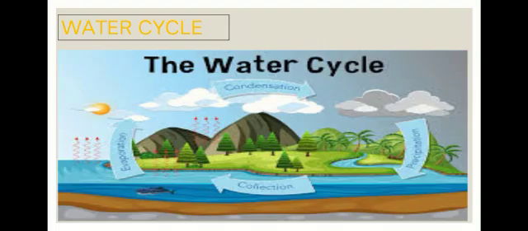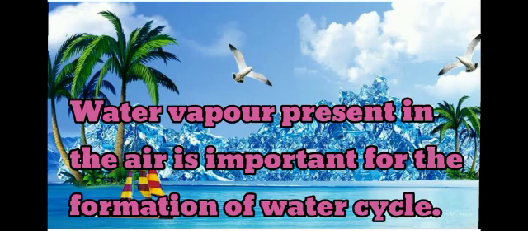The first importance of air is the water cycle. The water cycle needs air to carry out its process. Now we discuss that. First, water vapor present in the air is important for the formation of the water cycle. So water vapor is also present in the air.